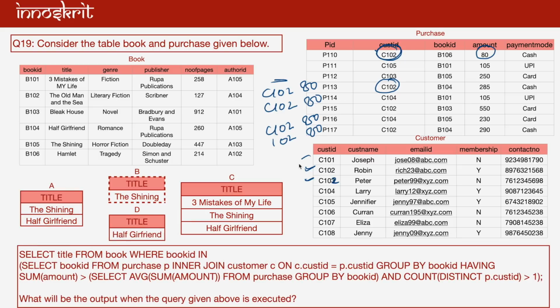Because we have only unique customer IDs here, I just took this particular table, because there was only one record for this and there was only one record for this, like this, right?